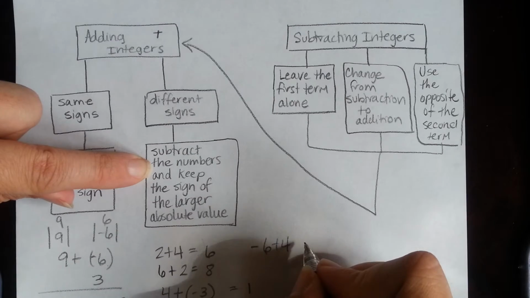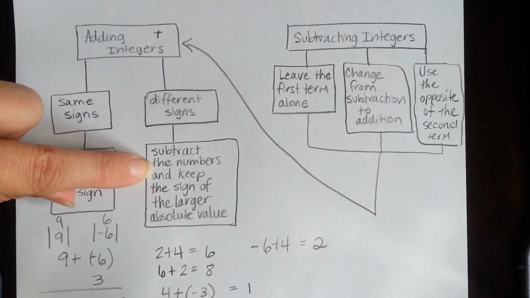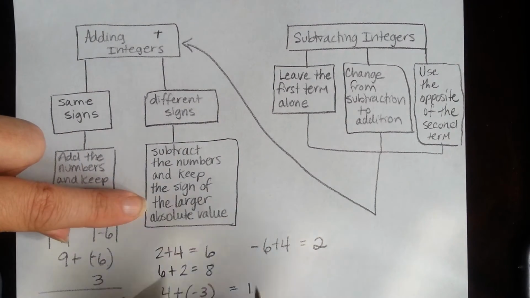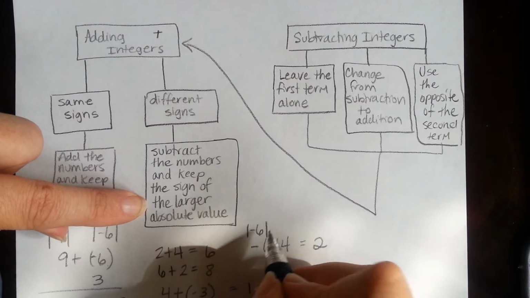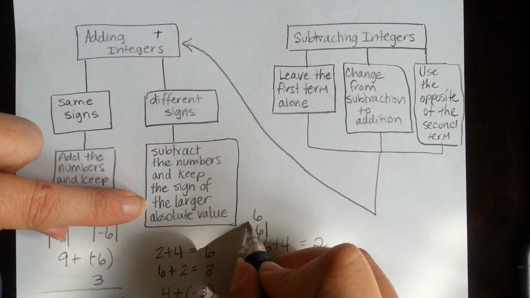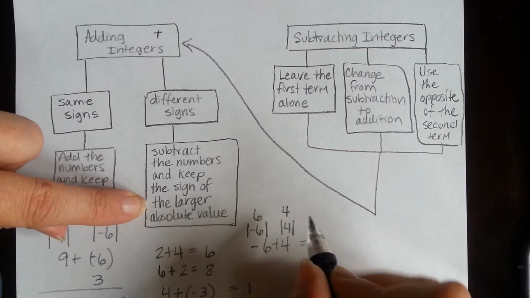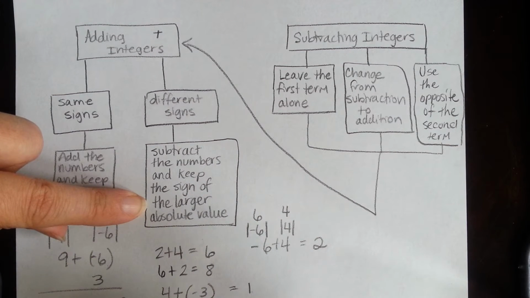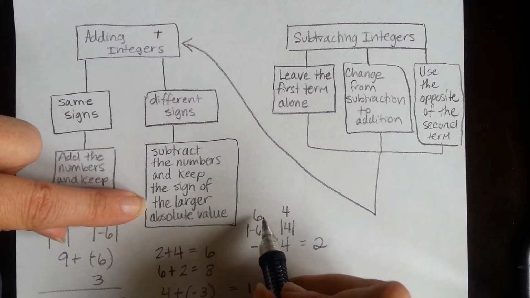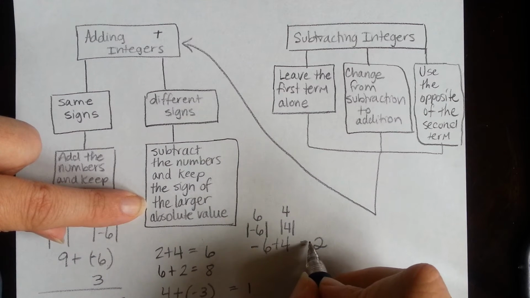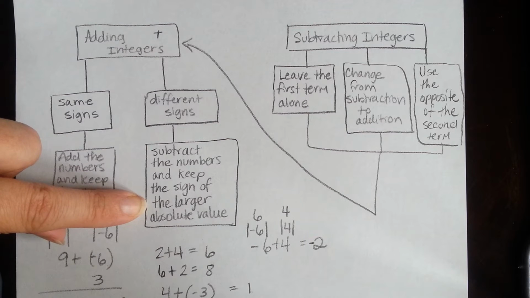So 6 minus 4 would be 2. And we're going to keep the sign of the larger absolute value. So negative 6 would give us a 6 when we take its absolute value. And a positive 4, when we take its absolute value, would give us a 4. This negative 6 gave the larger absolute value, so we would use the negative. So we have a negative 2 for our answer.